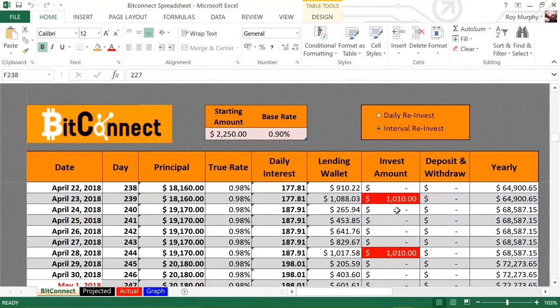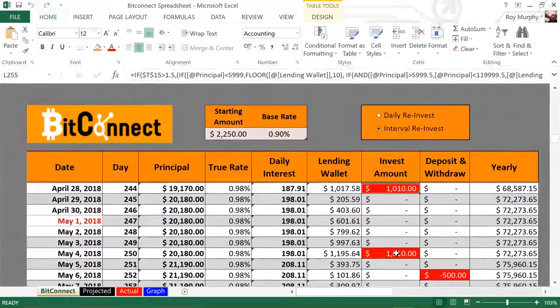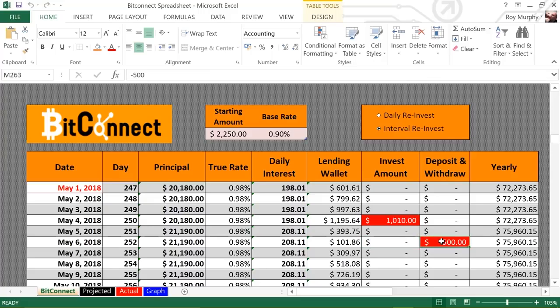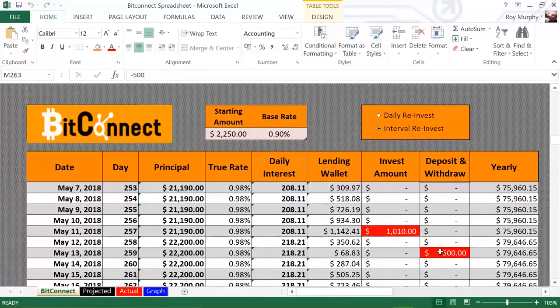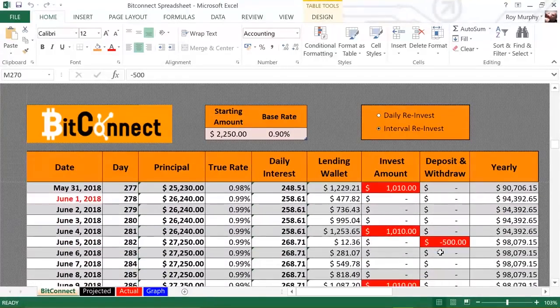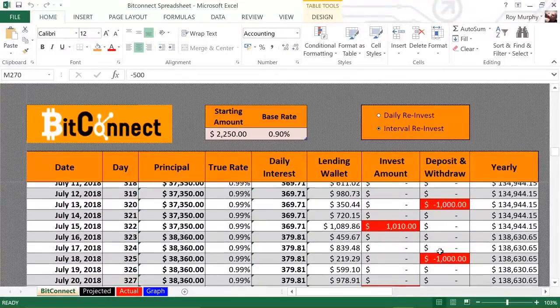So you can see now how close together these $1,010 reinvests go. It started off at 18 days. We're now at 1, 2, 3, 4. Every 5 days. Every 5 days. Then on day 252, I plan to take out $500. And then in the same month of May, another $1,000. June, $1,000. And then we go to July.